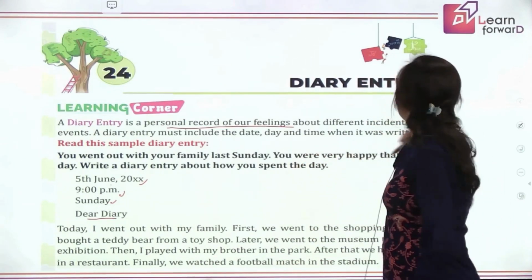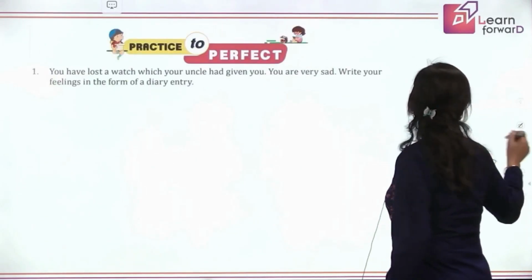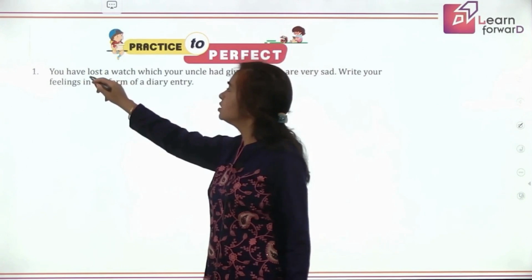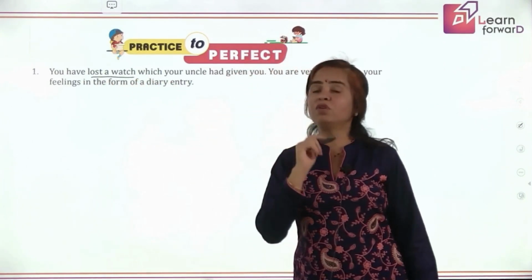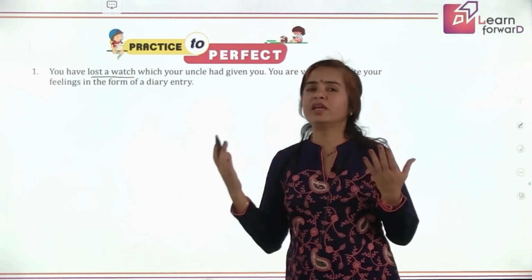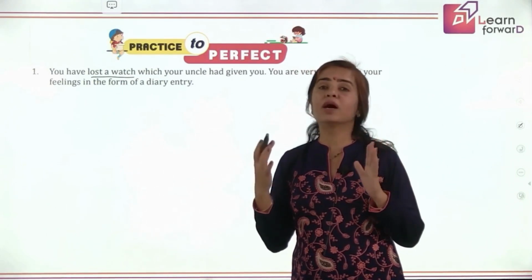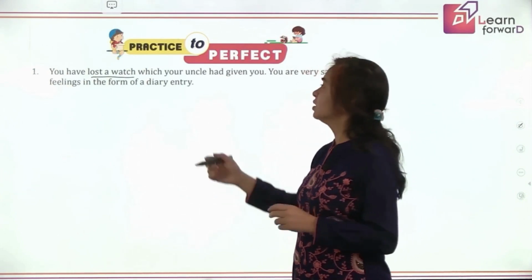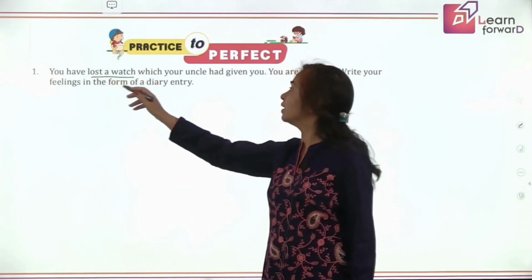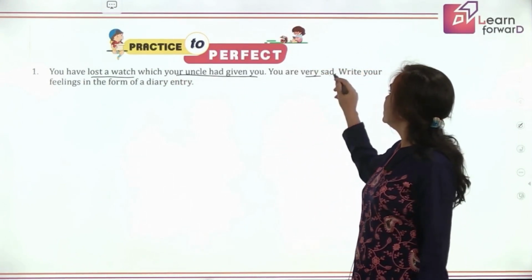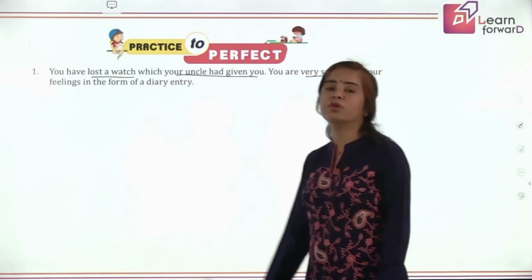Okay, then let's do a diary entry here. So what's the topic? You have lost a watch. See, when you have lost something precious, you must be sad, isn't it? Either you are very happy, you are excited, you are sad, you are feeling pain. You share your feelings there. So here it's a moment of being sad, the watch which your uncle had given you. You are very sad. Write your feelings in the form of a diary entry.